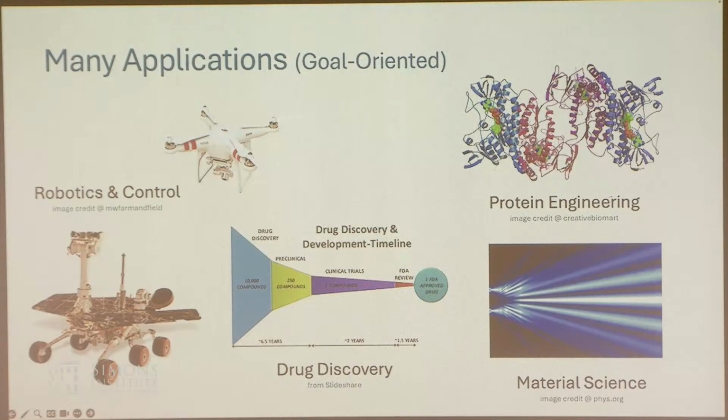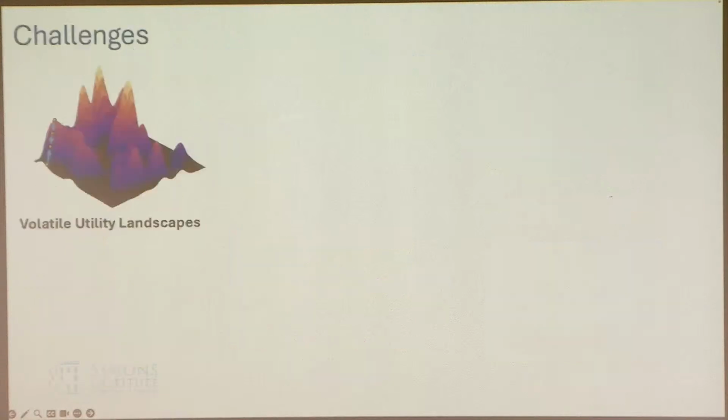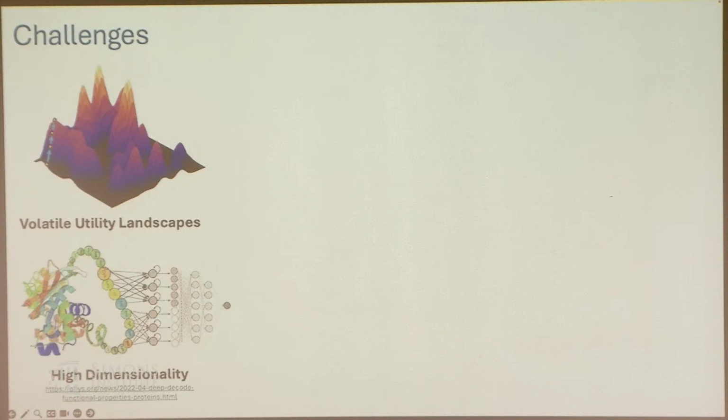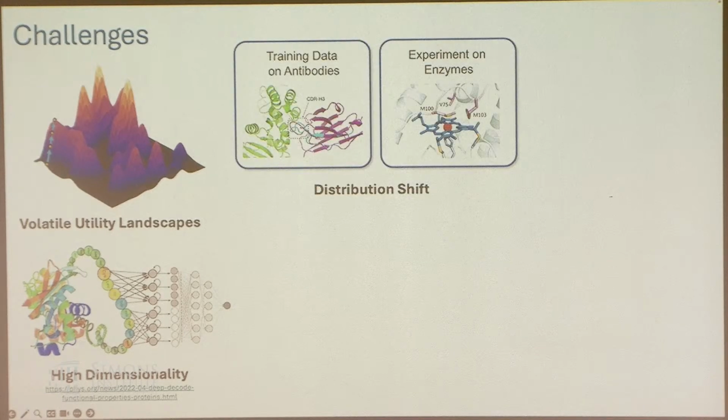As we start to think about how to apply these ideas to real-world applications, a number of challenges arise. So one is the fact that in many real-world applications, you have very volatile utility landscapes. Things that look good from one configuration of your experiment design might suddenly look terrible with a slight deviation of that parameterization. You have high dimensionality. When you're working in real-world problems, you're typically faced with very high dimensional design spaces, and navigating that can be challenging. You have distribution shift.